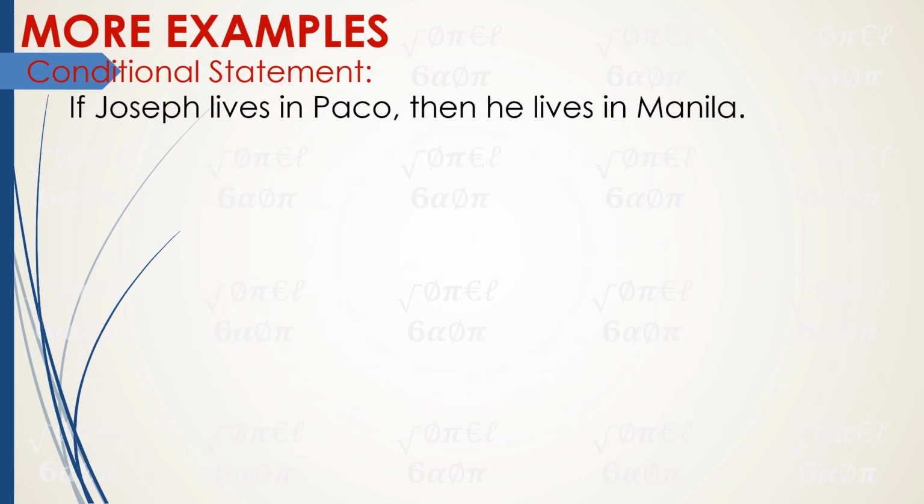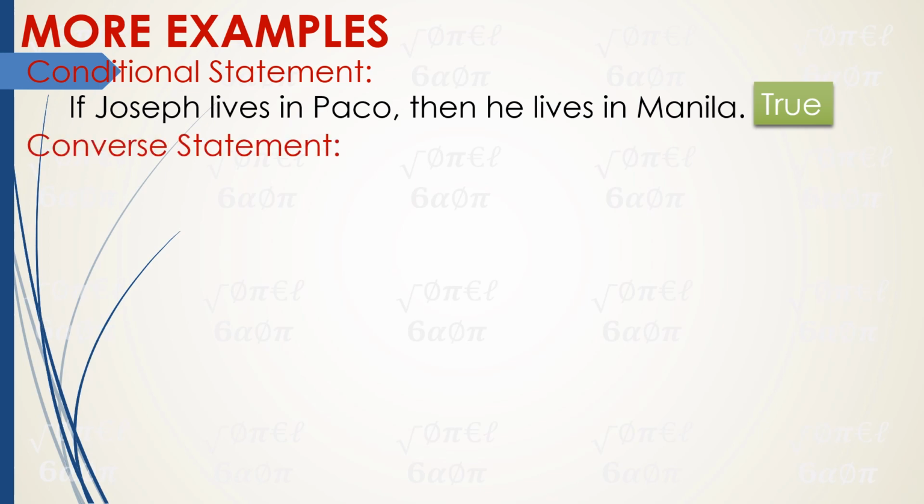Okay, I'll provide you more examples para ma-practice pa natin yung pagsusulat ng iba't ibang klaseng statements. The given statement here is, if Joseph lives in Paco, then he lives in Manila. So that is our conditional statement. What do you think is the answer? True or false? Si Joseph daw nakatira sa Paco, kaya nakatira siya sa Manila. So therefore, it is a true statement.